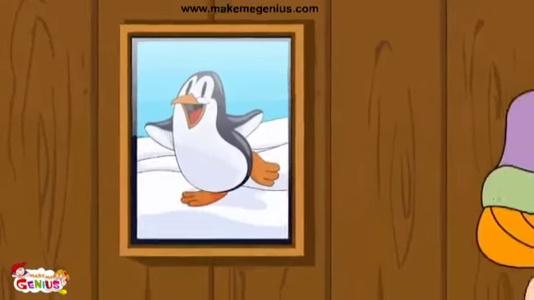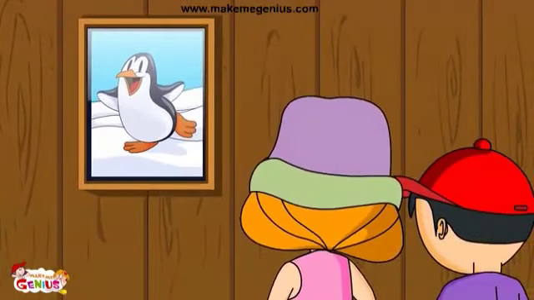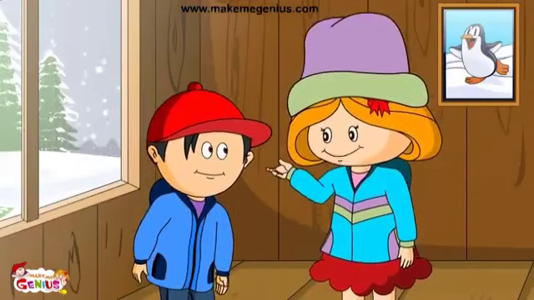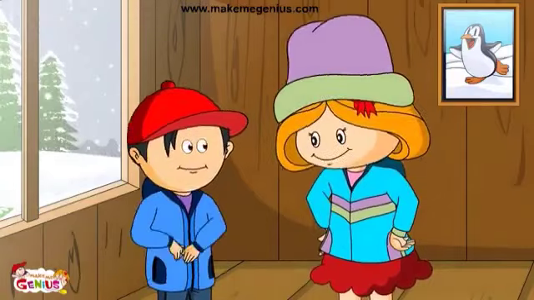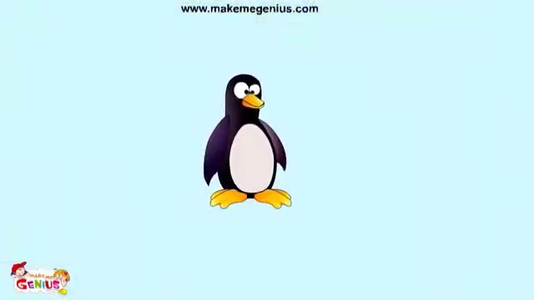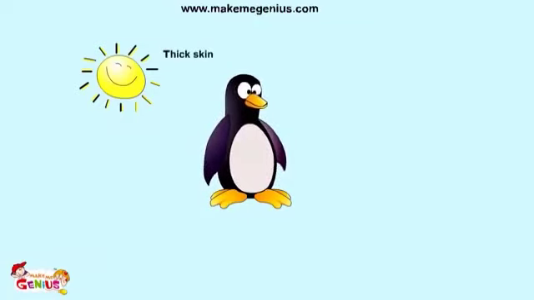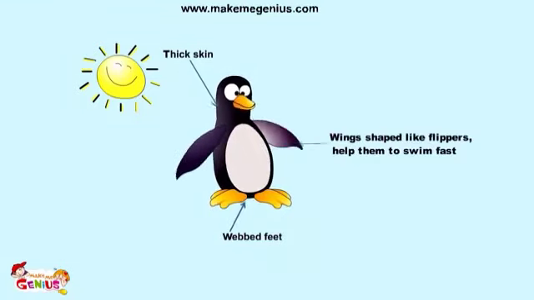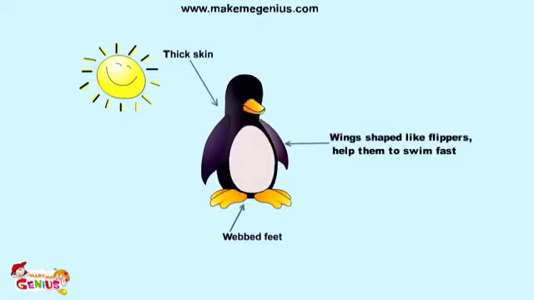Can you tell me some features about polar animals? Penguins live near the Antarctic region. It is extremely cold here, and the water temperature never rises above freezing point. Penguins have to keep a high body temperature to remain active. The dark-colored feathers on their backs absorb heat from the sun, which helps keep them warm. They also have thick skin and lots of fat called blubber under their skin. Penguins have webbed feet for powerful swimming. Their wings are shaped like flippers, which help them swim at high speeds.